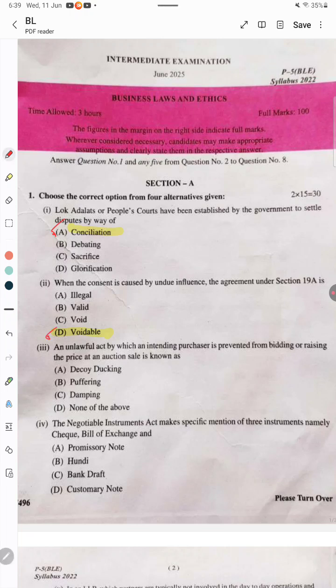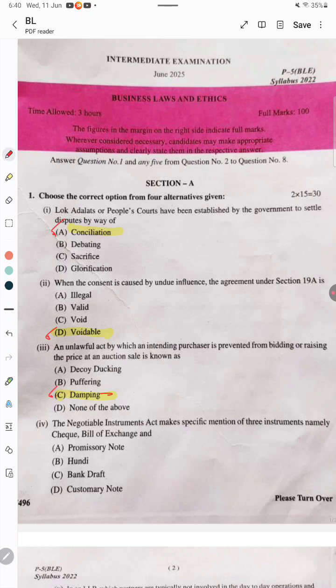Make note of it. And then: an unlawful act by which an intending purchaser is prevented from bidding or raising the price at an auction sale is known as. Prevented bidding means what? Actually, the one who has organized the bidding makes some arrangement in order to lower the bid. That process is called damping. Damping is the correct answer. Make note of it. Damping, C. Answer C is the correct answer.